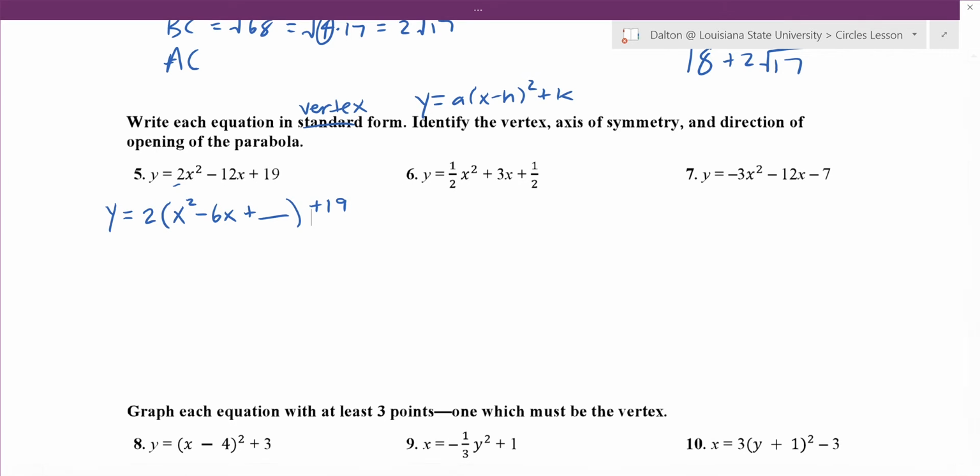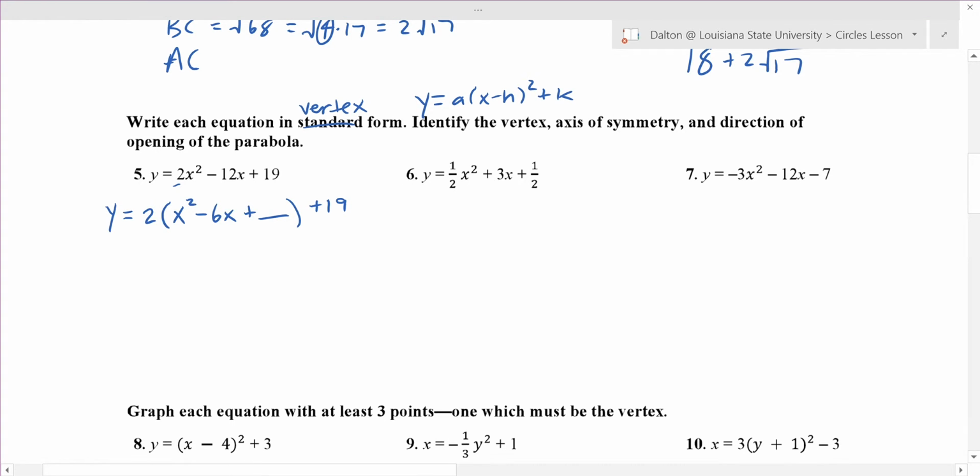To find the new c, we do b over 2 squared. In this case, b is negative 6, over 2. Negative 6 over 2 is negative 3. Negative 3 squared is 9. Now, this 9 is being affected by this 2 that's on the outside. So technically, I just put 18 in this problem. If I put 18, you have two choices. Choice number 1 is if I put 18 on the right side of the problem, then I can put 18 on the left side of the problem, right? As long as I keep it balanced.